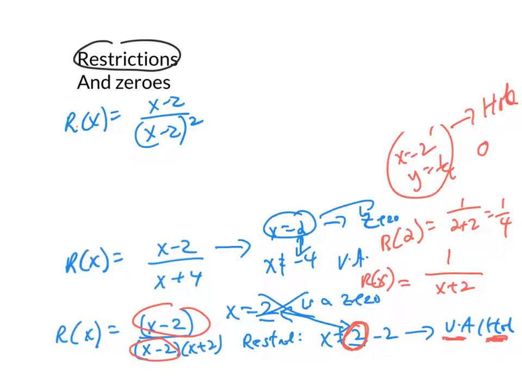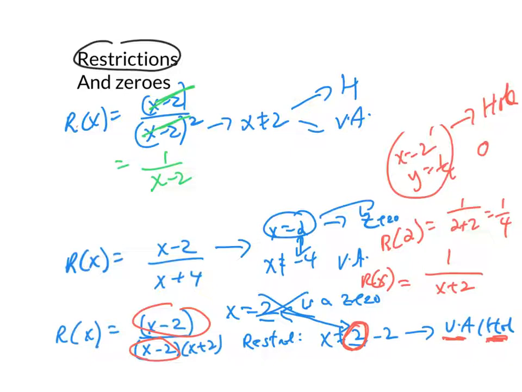So let's look at another example here. If you notice here, let's look at the restrictions. In this case, x cannot equal 2. Okay, you have two choices. Either it's a hole or a vertical asymptote. And if you look at the top and bottom, we can actually reduce this and it becomes 1 over x minus 2. However, some students think that if you can reduce a factor, it's automatically a hole.